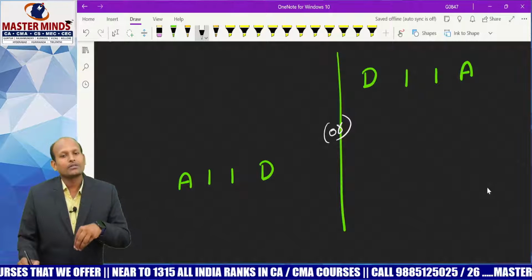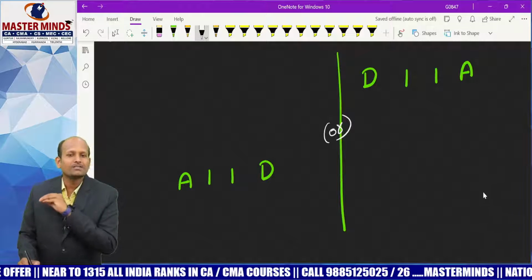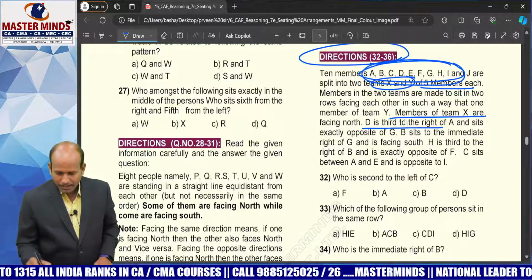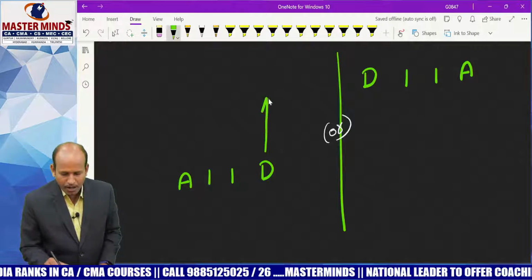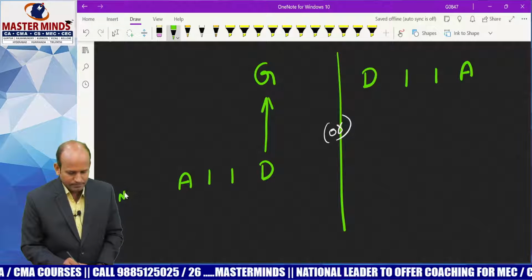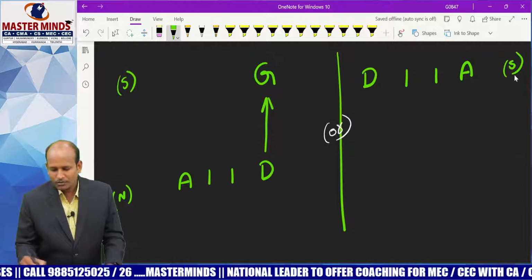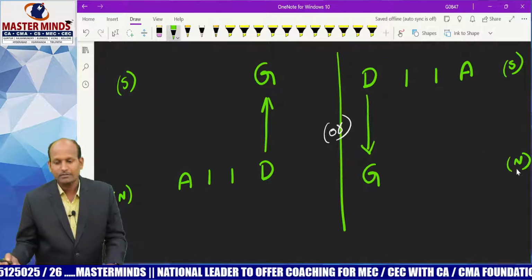If they are in the north line, the sitting arrangement will be like this. If they are in the south line, the sitting arrangement will be like this. So D is third to the right of A and sits opposite to G. So now, opposite D, there is the letter G. If A and D are in the north, then automatically G is in the south line. If A and D are in the south line, then D is opposite G in the north line.